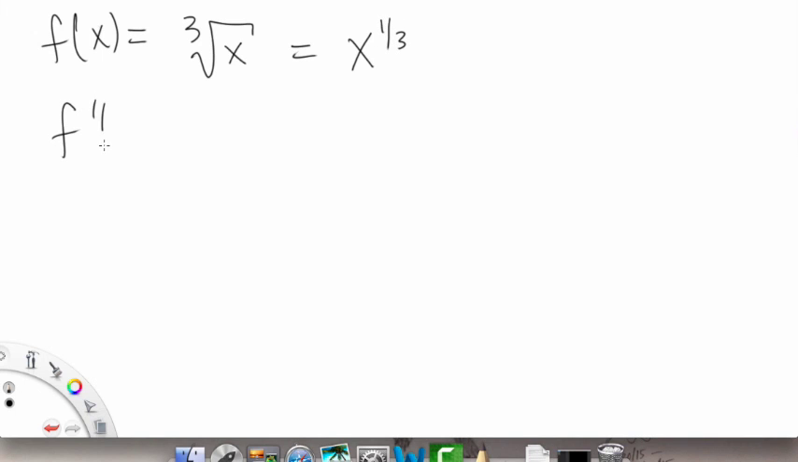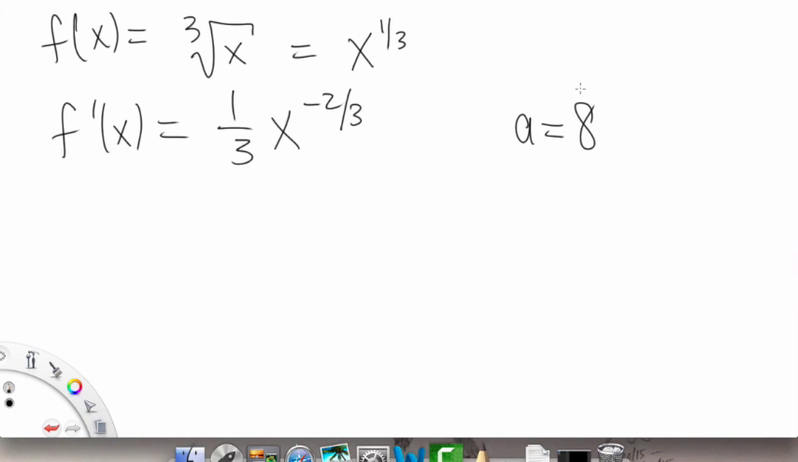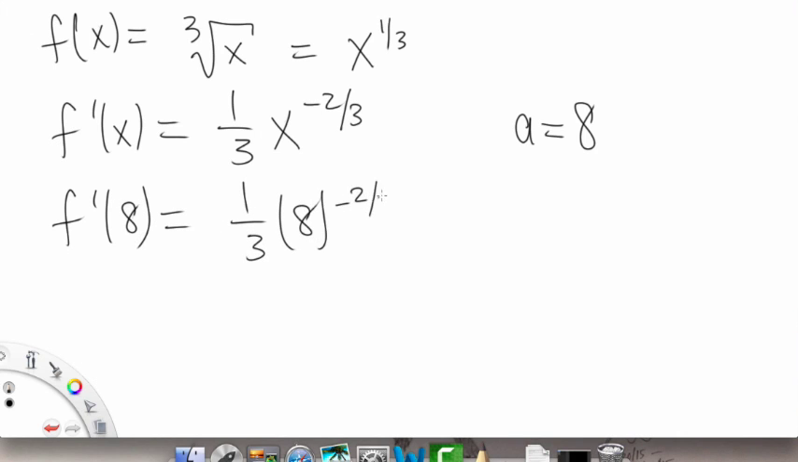So we have the function f of x is equal to the third root of x. Another way we could rewrite that is x to the 1/3, so we can use the power rule. So f prime of x is going to be 1/3, we bring that down in front, then we have x to the negative 2/3 power if we subtract away a 1. That was the power rule there. Now we just plug in our a value. A is equal to 8, so f prime of 8 is 1/3 times 8 to the negative 2/3 power.